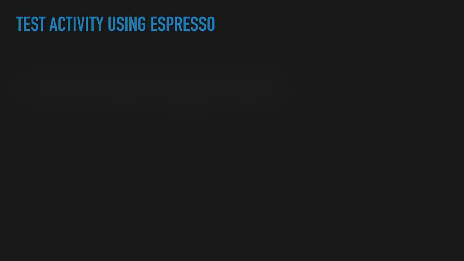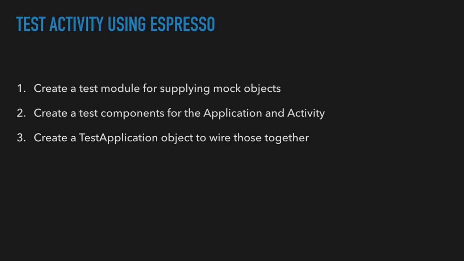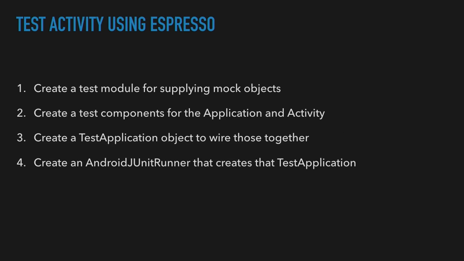But if you want to test an activity with Espresso, you are not going to have a bad time, but you're going to have a longer time to actually set it up. To test an activity using Espresso, you need 5 steps. The first one, you need to create a test module for supplying your mock objects. Then you need to create a test component for the application and the activity in question. Then you have to create a test application class, which subclasses your application to wire these things together. Then you have to create a custom Android JUnit runner if you're using an Espresso test that actually instantiates that application. And then you can actually go and create your activity test. Simple, right? Now again, the good part is once you've done this once, you don't have to do steps 3 and 4. You just have to keep 1 and 2 updated and then just create your activity test.